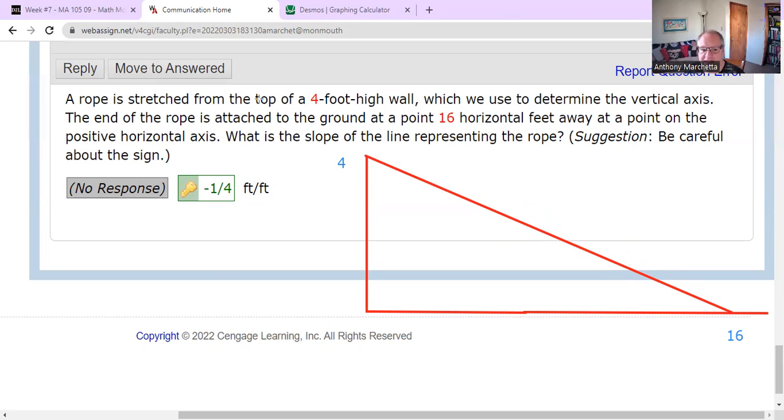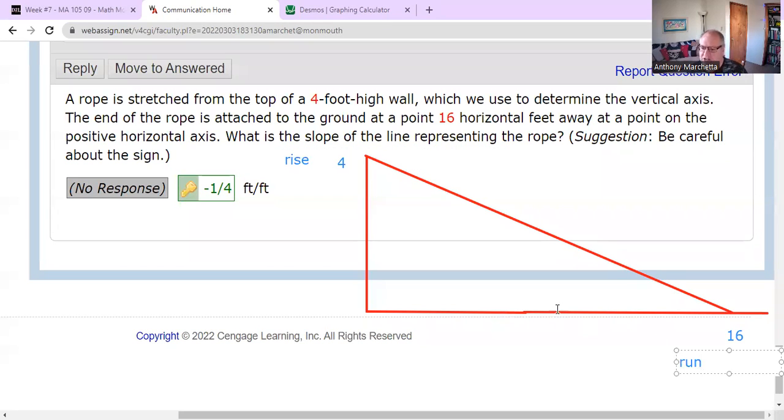And I noticed that I did deliberately exaggerate how far away 16 was compared to how high up 4 is, because we should be farther away this way than we are this way if it's a height of 4 and it's going out 16. So because of that, I have a rise of 4 and I have a run of 16.